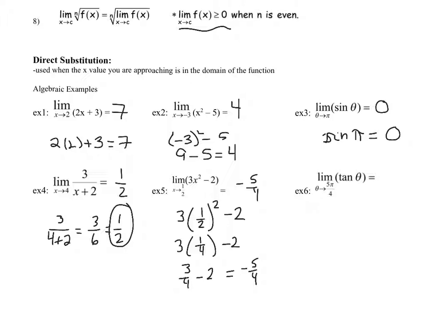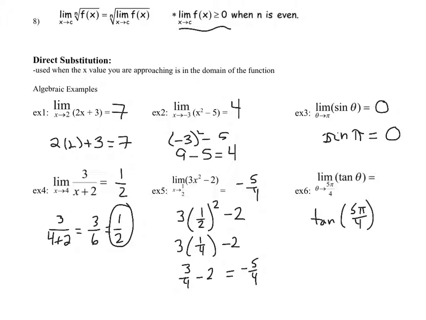So again, when there's no domain problems, limits are really easy. We're just basically plugging in the number and seeing what the value is. Now, tangent has lots of problems. It has lots of asymptotes, but if you remember, they're all odd increments of pi over 2. This one's pi over 4, so it's really not a big deal. So this will just be the tangent of 5 pi over 4.